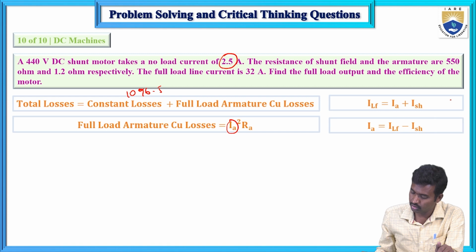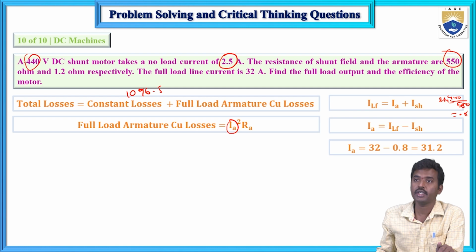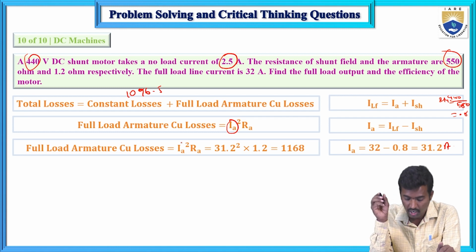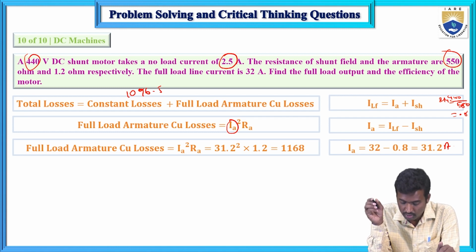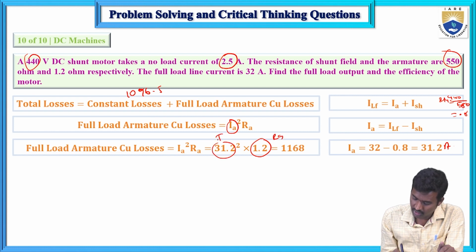Now this one equals IL minus ISH. Here IL equals 32.32 and this one 0.8. What about ISH? ISH equals V by RSH, 440 divided by 550, that equals 0.8. That equals 31.5 amperes. Now full load armature copper losses equals Ia squared Ra, is equal to 31.2 squared into Ra.